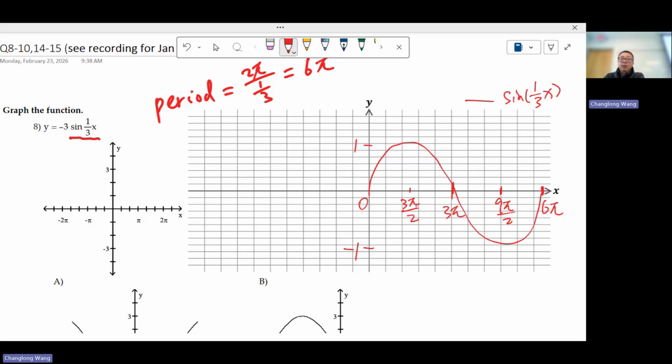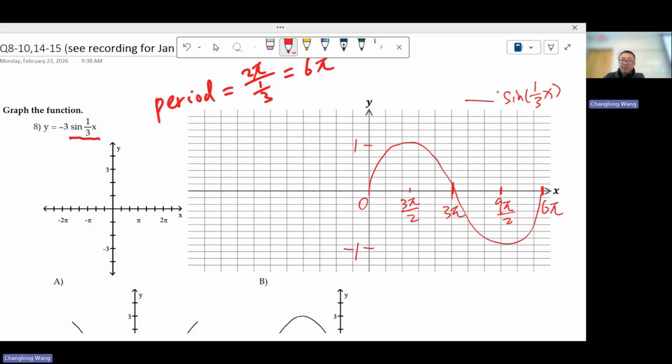Right? If you're not sure about these two marks, they're a little bit trickier than the 3 pi and the 6 pi, don't label them. What if you got it wrong? But at least you should be able to label the 6 pi and the 3 pi, right? So that's the graph once you stretch it.